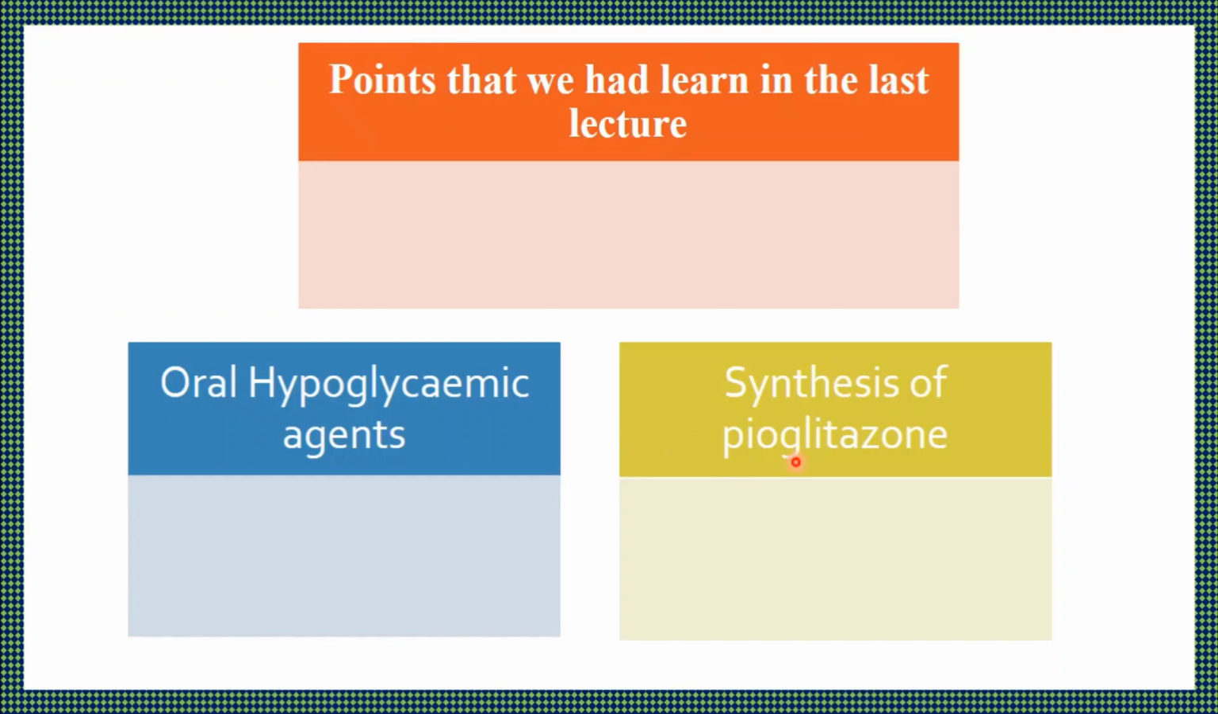Then again in the last lecture, we had learned the synthesis of pioglitazone. The synthesis starts with 2-(5-ethylpyridin-2-yl)ethanol, which is condensed with 4-fluorobenzonitrile in the presence of sodium hydride to give 4-[2-(5-ethylpyridin-2-yl)ethoxy]benzonitrile, which on reduction yields the aldehyde compound. That aldehyde on reaction with thiazolidine-2,4-dione in basic medium yields a product that on hydrogenation yields pioglitazone. This is all about what we had learned in the last lecture.